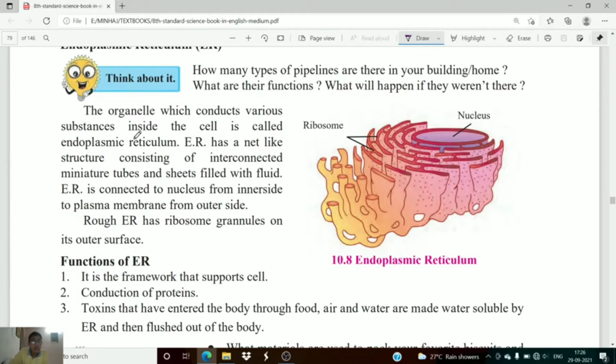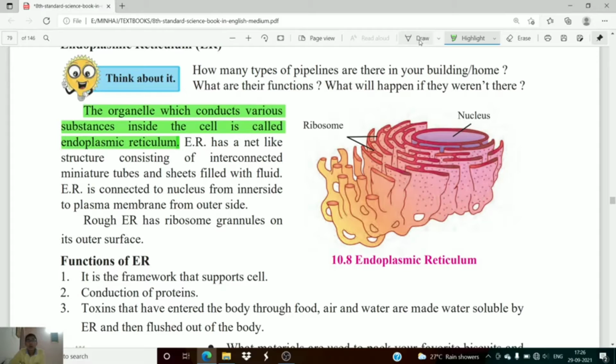The organelle which conducts various substances inside the cell is called endoplasmic reticulum. So this is the organelle which is going to conduct various substances from the outside to the inside of a cell, and that organelle is called endoplasmic reticulum. So the function is that it is going to take the important substances from the surrounding, that is from the liquid blood, to the cell.